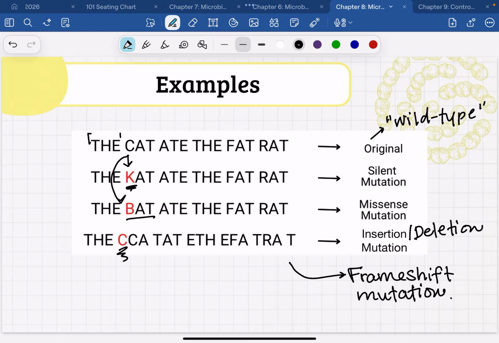You shift the entire reading frame. Sorry, there was like hovering back there. You shift the entire reading frame. Okay?